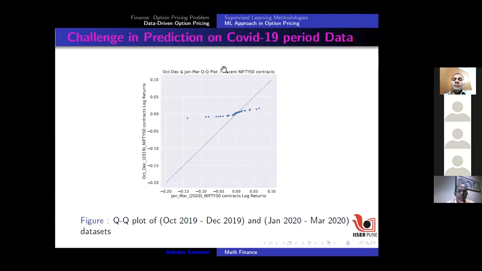Then we should talk about the failure, when this does not work. For example, of course, COVID-19: whatever the algorithm learned was not in that regime. It learned a space far from the region where the asset price dynamics was moving, so it failed to do much. This is a QQ plot depicting the earlier data against the COVID data from January to March 2020, and how they are not aligned.